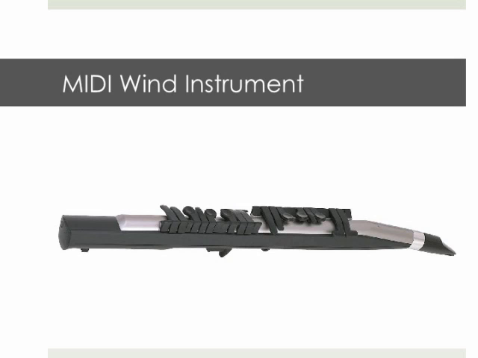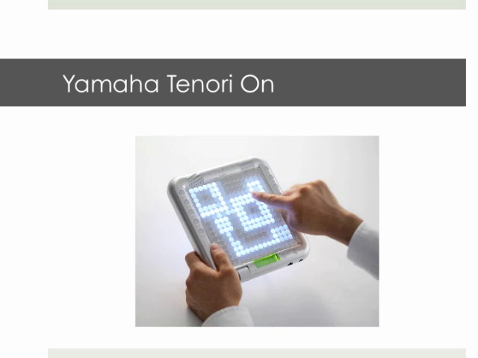Pretty much any instrument that we can possibly imagine, there is a version of MIDI instrument. For example, this is a MIDI wind instrument, which is more or less like a clarinet. And so we can have anything like this, or drums, or violins and cellos, pretty much any kind of instrument. There is a MIDI version.